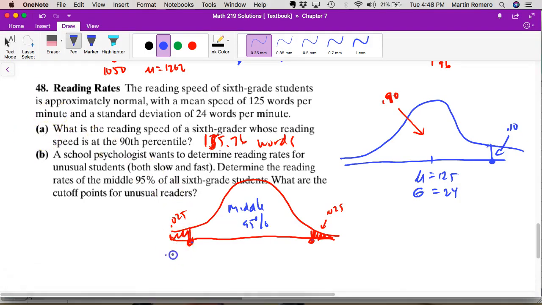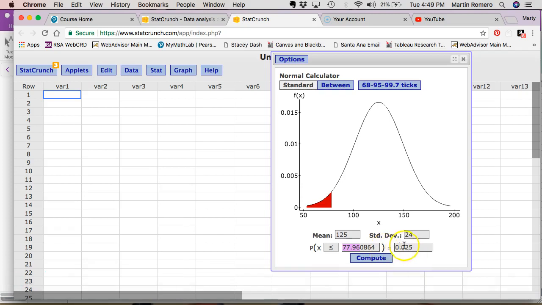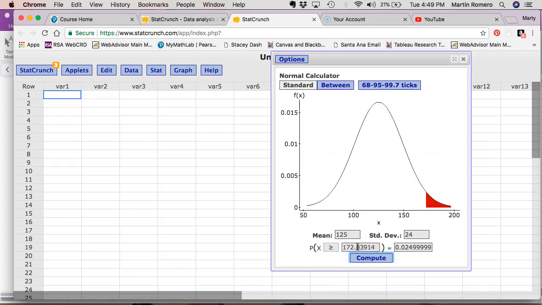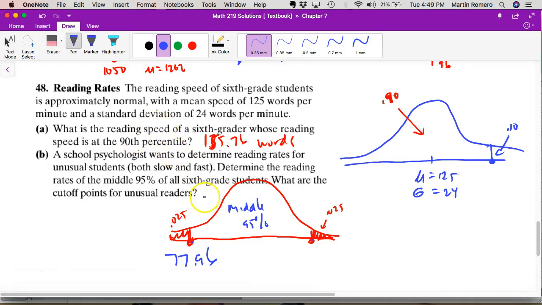So the low end is 77.96. And if we want to find the upper end, we keep that 0.025. The only difference is I want this to be greater than. Compute. 172.04. 172.04 is this value right here.